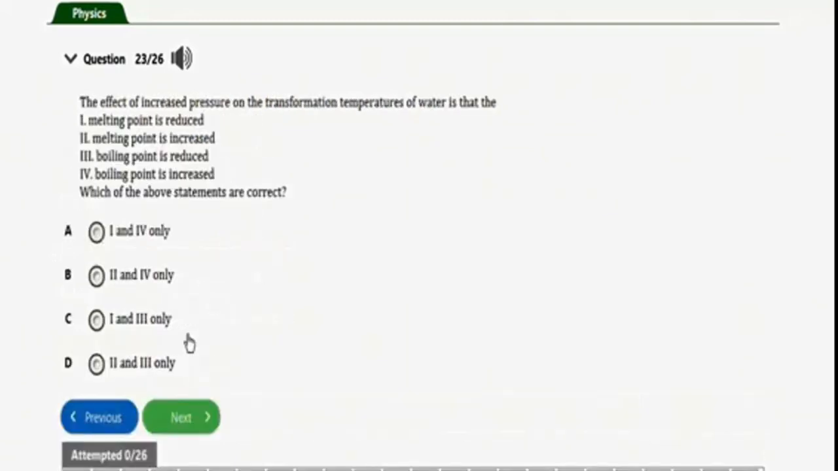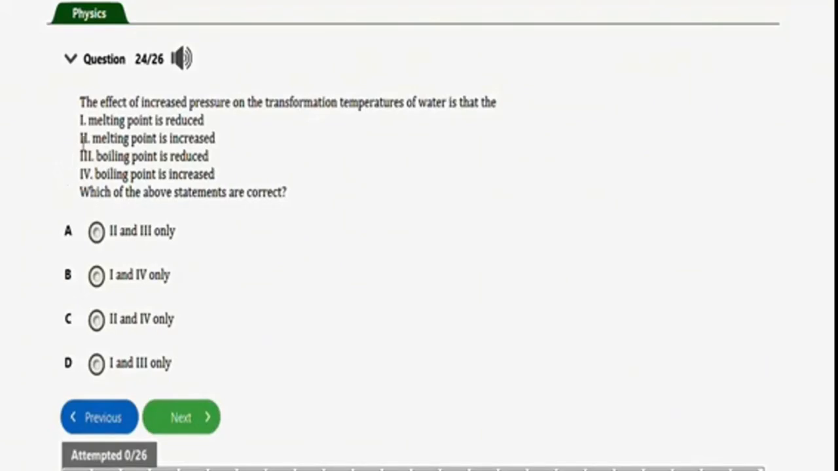The next question is this one. It says, the effect of increased pressure on the transformation temperature of water is that the melting point is reduced, melting point is increased, boiling point is reduced, boiling point is increased. Which of the above statements are correct? So boiling point is increased, correct. Melting point is decreased or reduced is also correct. So the right option here would be the one that has IV, which is boiling point is increased, and the one that has I, which is melting point is reduced. So we have I and IV. This is option A.